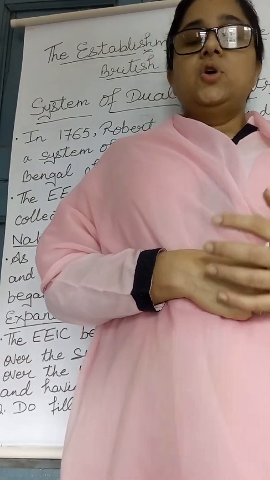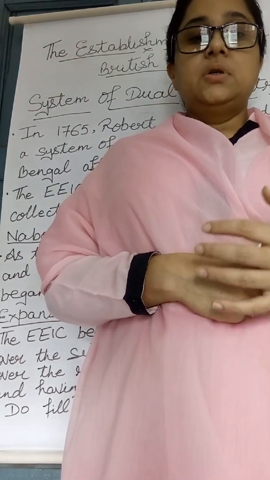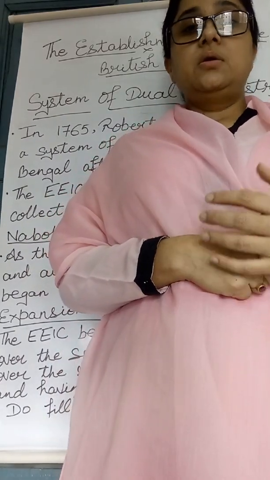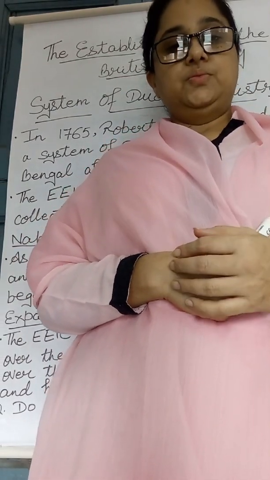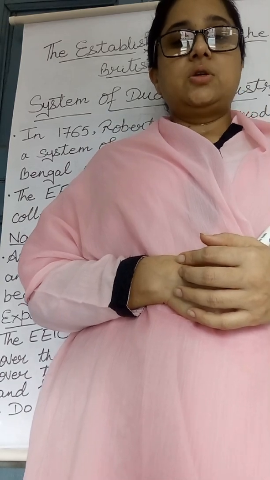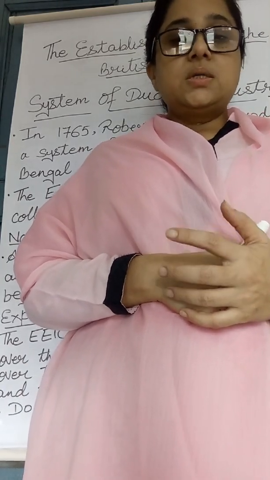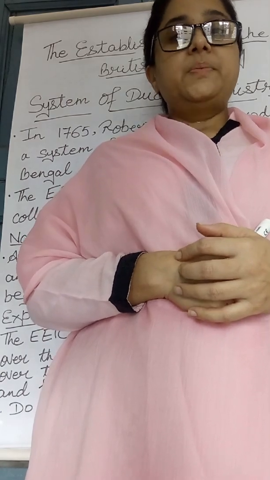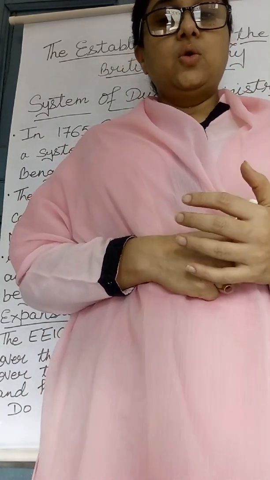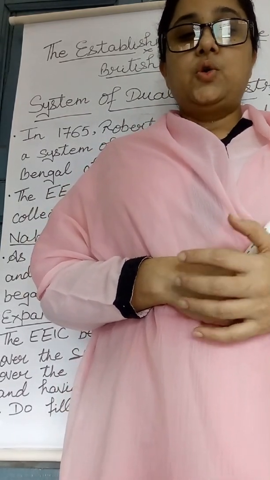In 1765, Robert Clive introduced a system of dual government in Bengal after the Diwani right was granted. The East India Company appointed Raza Khan to collect the revenue. The company took no responsibility for the administration of these territories. Although the Nawab was still responsible for their administration, he had no access to any resources and no power. This unique system was called dual government.